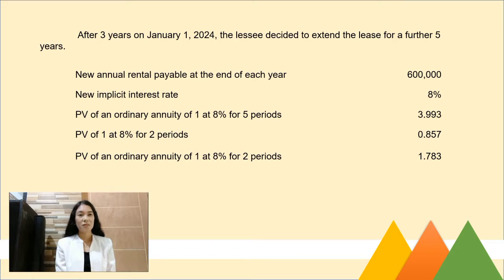Then present value of 1 at 8% for 2 periods is 0.857. Then the last given is the present value of an ordinary annuity of 1 at 8% for 2 periods, which is actually 1.783. So, nag-decide na si lessee dito na i-extend yung lease term. So, ang ibig sabihin doon, magkakaroon tayo ng remeasurement of lease liability.